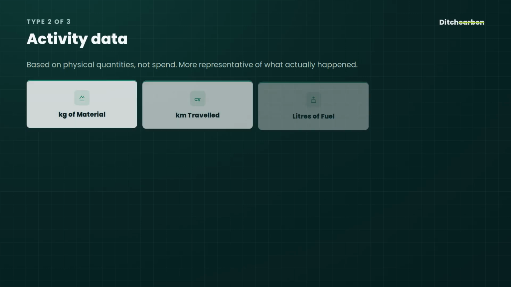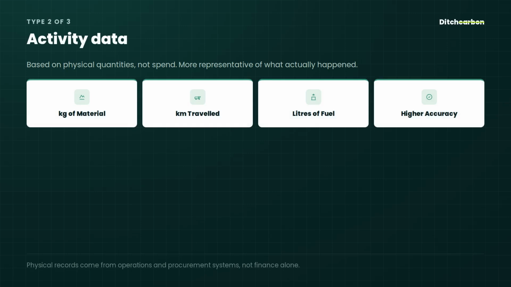The second is activity data. Instead of asking how much you spent, you ask what actually happened. How many kilograms of material did you buy?